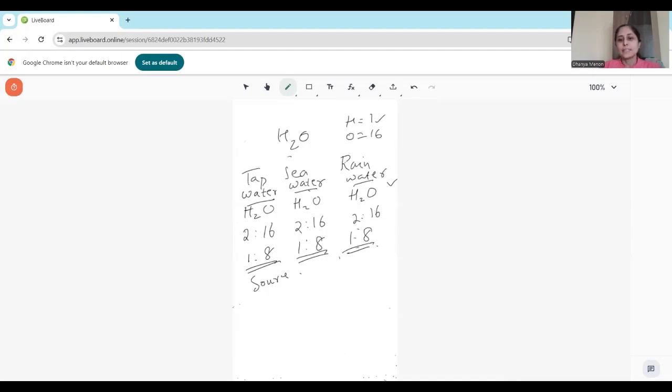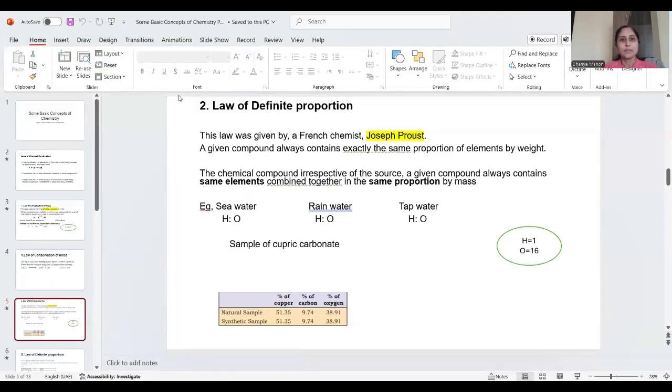Similarly, I have taken an example from your NCERT book, and we will do a question regarding this as well. So there's an example from your NCERT book here, cupric carbonate. Whether it is a natural sample or a synthetic sample, the ratio is always the same.